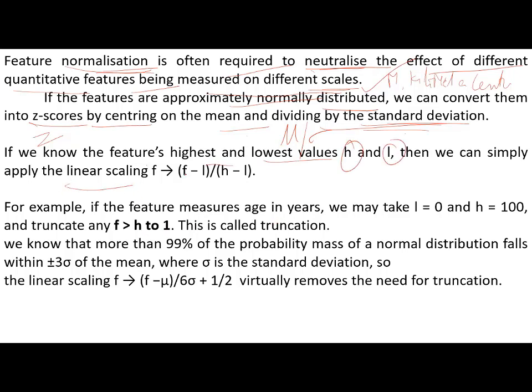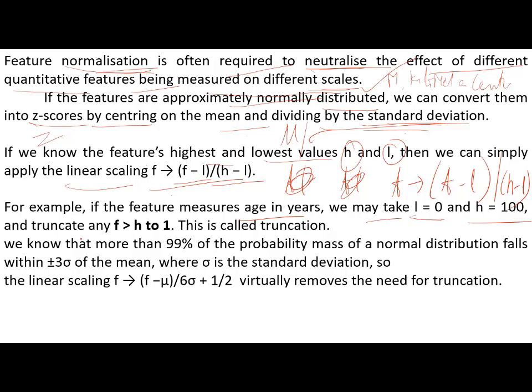If we know the feature's highest and lowest values as H and L, then we can simply apply the linear scaling: f is equal to f minus L by H minus L. We can easily write a function for it. For example, if the feature measures age in years, we may take L as 0 and H as 100. And then we can truncate any f greater than H. If it is bigger than 100, it is automatically truncated to 1.